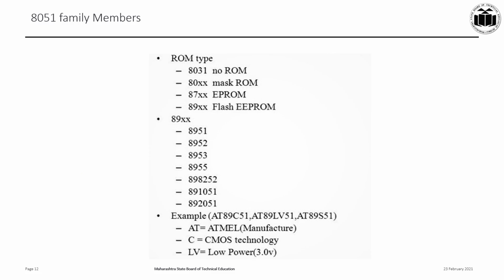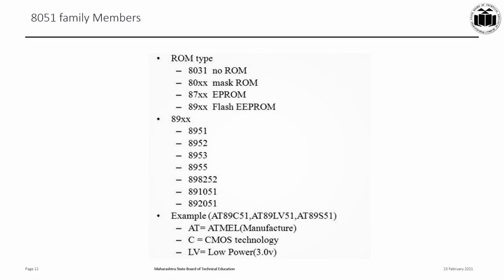In the 8051 family members chart you can see over here, depending upon the ROM type, you have the 8031, which has no ROM memory. You have the 80 series, which can have the mask ROM memory. You have the 87 series, which has the EEPROM memory. The 89 series have the flash EEPROM memory, comprising 8951, 8952, 8953, 8955, and you can see that further development is 898252, 891051 and 892051.